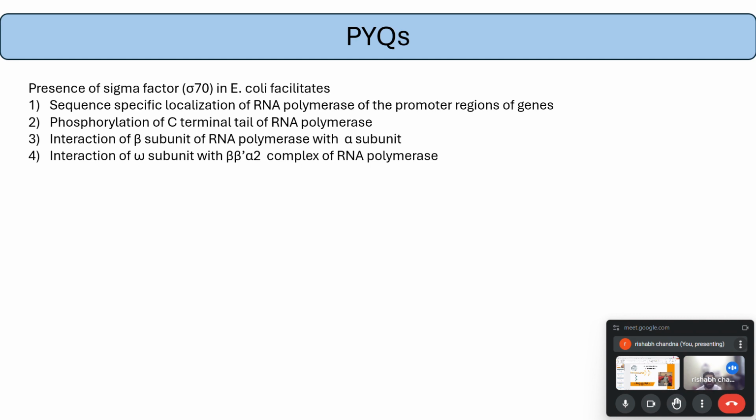Okay, so the basic function of the sigma subunit is, as you all remember, the promoter region of the bacteria consists of two boxes, the -10 and -35. Okay, this is called the Pribnow box. Now, please remember the sequence of these two boxes, as it might be asked in any of the questions.